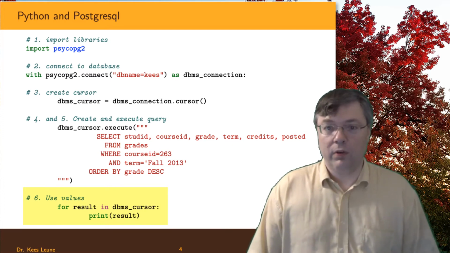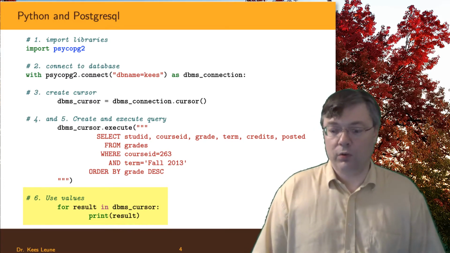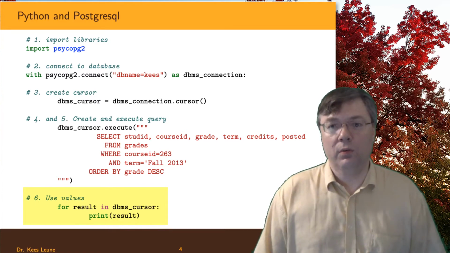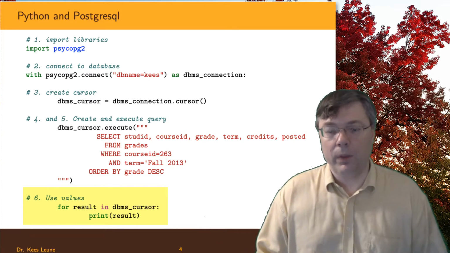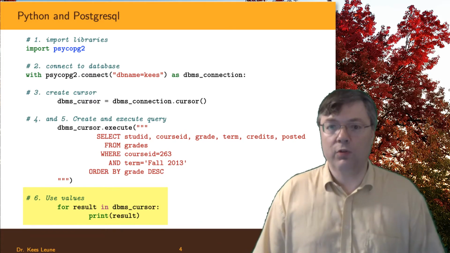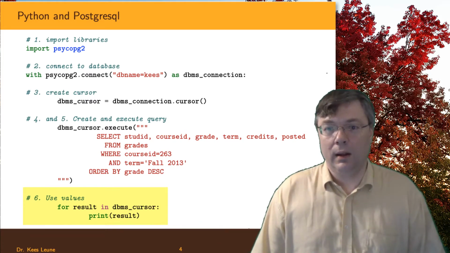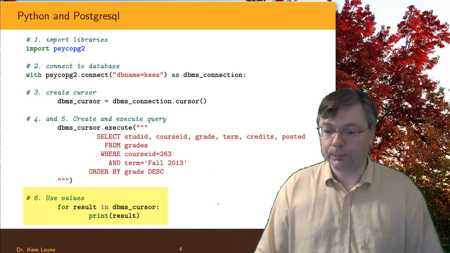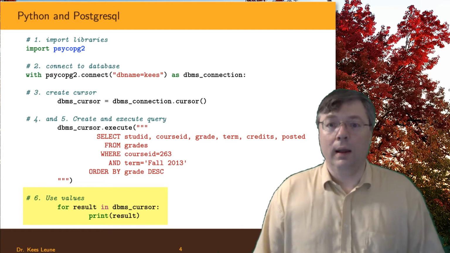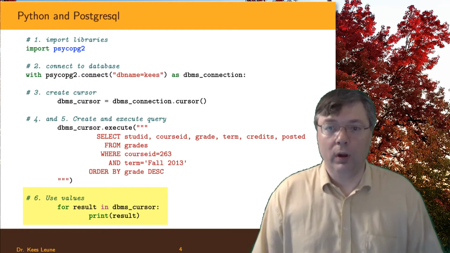And we can say for result in DBMS cursor, print result. And what you'll see is that you'll get back for each of the rows in the result set a Postgres tuple, which is basically an immutable list of values that are indexed by position. And so we can try this and see what it runs like on our server.